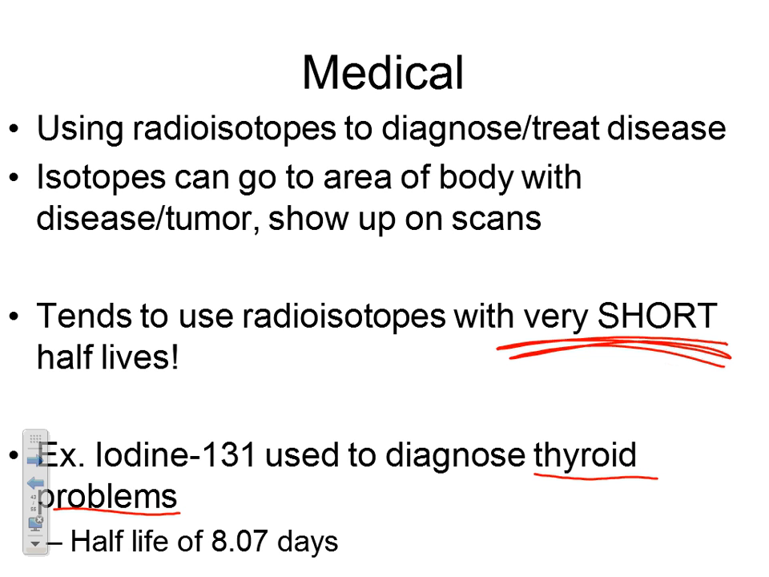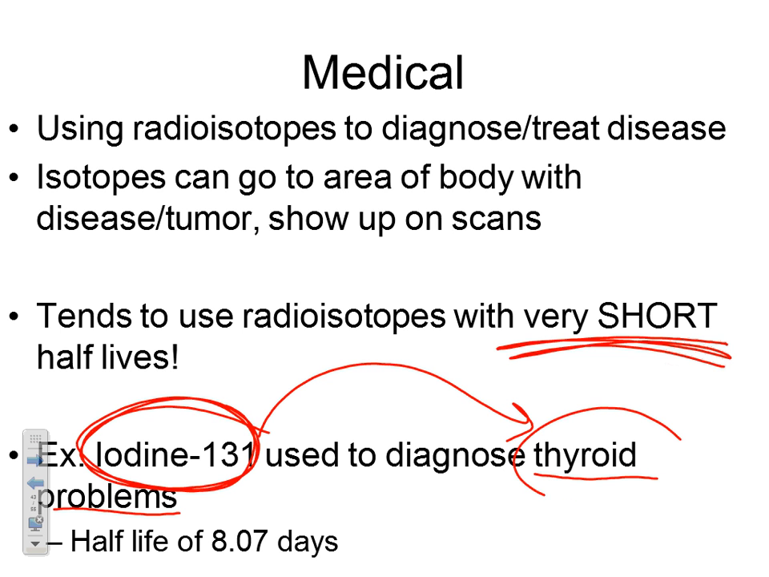There's a lot of iodine that needs to be taken into your thyroid gland for use. And so this radioactive form of iodine, iodine-131, is very useful for diagnosing thyroid problems because this radioactive isotope will naturally go to the thyroid on its own, and doctors can then see what's going on. Now, the half-life of iodine-131 is pretty short. It's only 8 days. It's going to take 8 days for half of the radioactivity to go away.